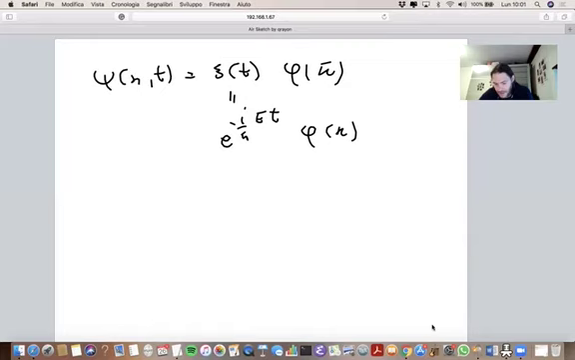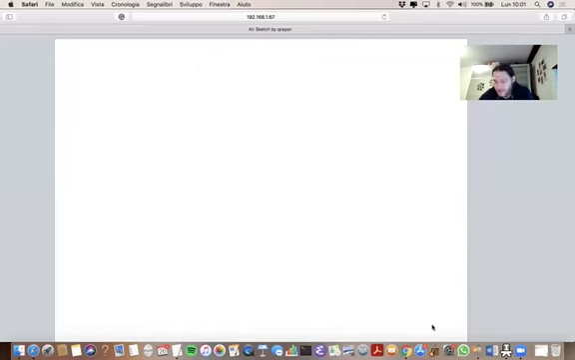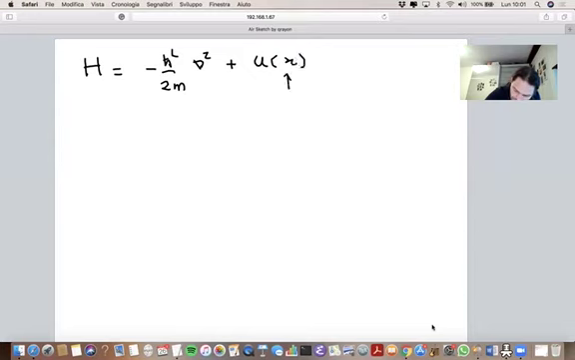So let's make the following intuition and say, okay, suppose H is now not the plane wave Hamiltonian, not the free particle Hamiltonian, but any conservative Hamiltonian, which means basically all Hamiltonians in which this does not depend on T.